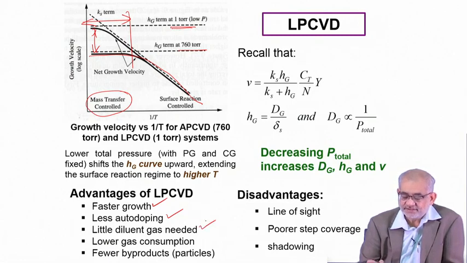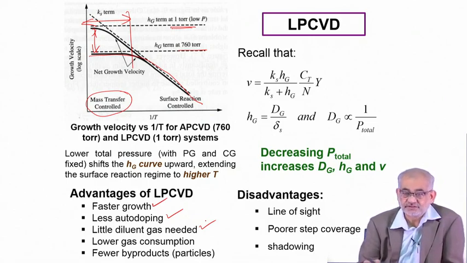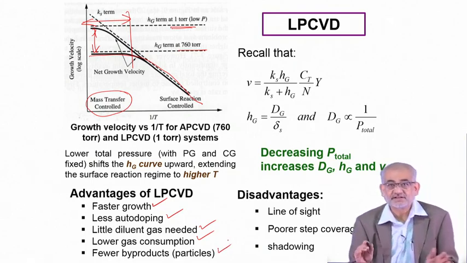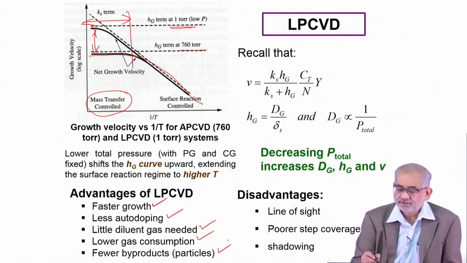The dilutant gas or the carrier gas requirement is low because already we are working at very low pressure. So scattering or resistance from within the atmosphere within the chamber is less. The gas consumption is relatively low, and the byproducts also are low. Just because the gas pressure is low, obviously the reactant concentration is low.